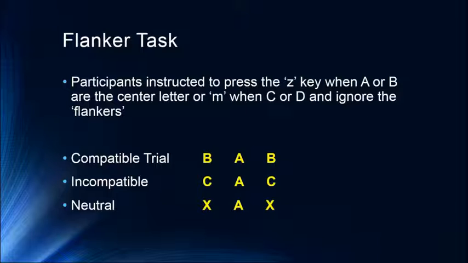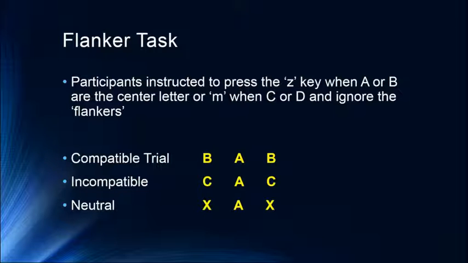Here we have incompatible flankers. So you're supposed to press the Z key with an A or an M key with a C or D, but only if it's in the center space. So you have to actively ignore or inhibit your response to that C or D. So you're actively ignoring these particular flankers. This is what takes the longest.